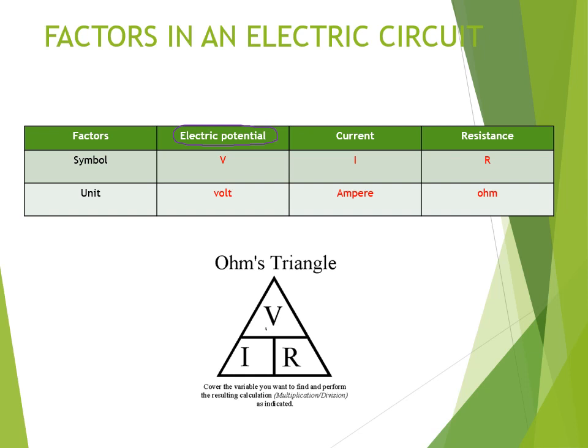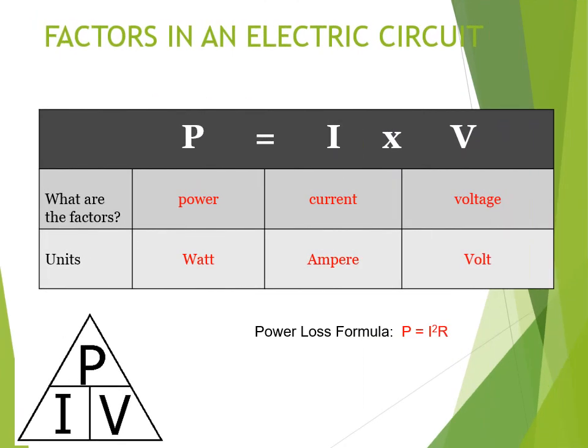Ohm's triangle is where we have V equals I times R, so we put the V on top, and we have the current down here on the left and the resistance on the right. Just like the mass triangle, we have a V equals I times R triangle. For PIV, we have P equals I times V, so P stands for power, which the unit is the watt. Current is the I, so that's the ampere, and V is voltage, otherwise called electric potential, potential difference, or electromotive force, and that is the volt. We also have the power loss formula, P equals I squared R. That's another formula for power loss.